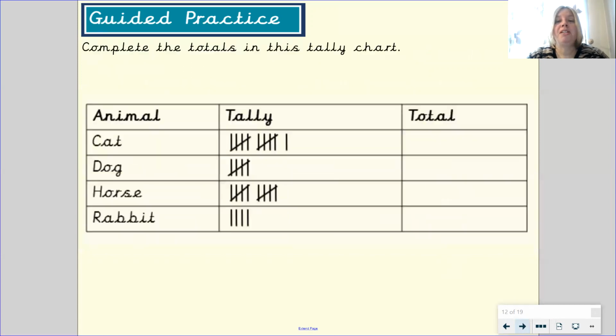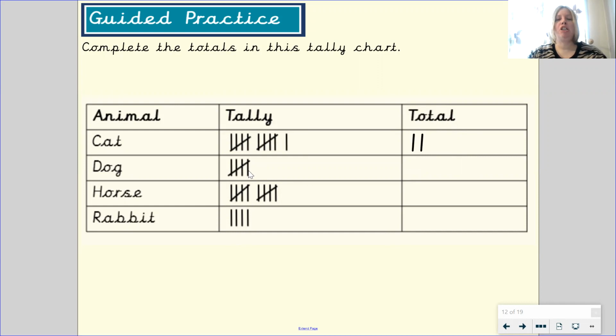Complete the totals in this tally chart. So we need to look at the tallies and we need to count them to find the total. So can you count in 5s with me to help me find the number of people that liked cats? Let's go. 5, 10, and one more make 11. So here where it says total, I would write the number 11.